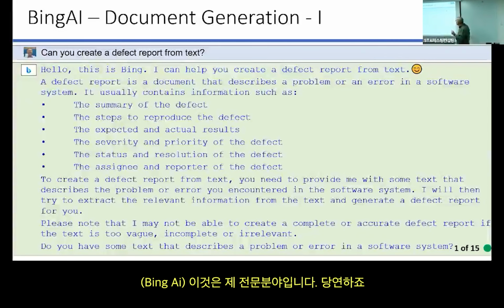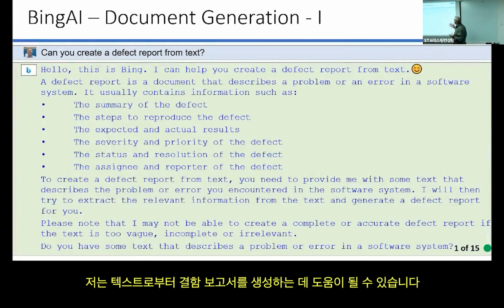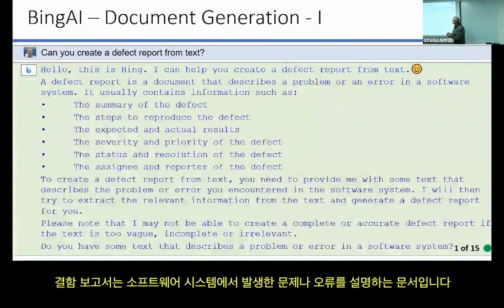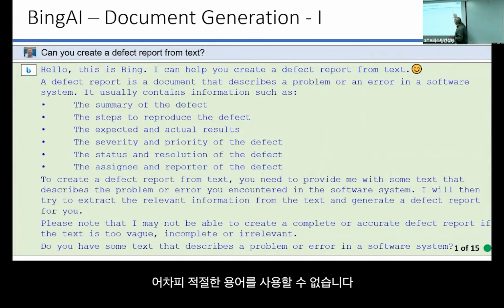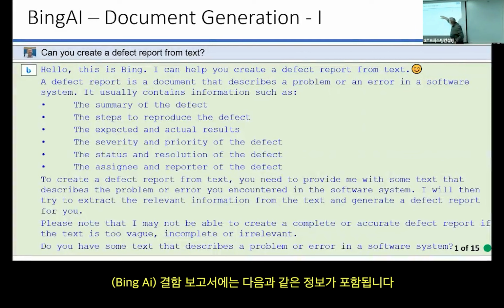Hello, this is me. Oh, surprise. I can help you create a defect report from text. Let me get emojis for Bing. A defect report is a document that describes a problem or an error in a software system. Oh, don't even try to get them to talk about errors and failures and defects. Don't go down that hole. You can't persuade it to use the right terminology. Anyway, it usually contains information such as, and then tells me what a defect report should have.